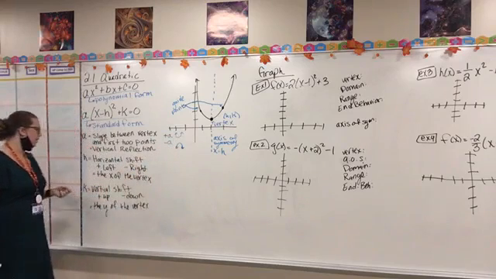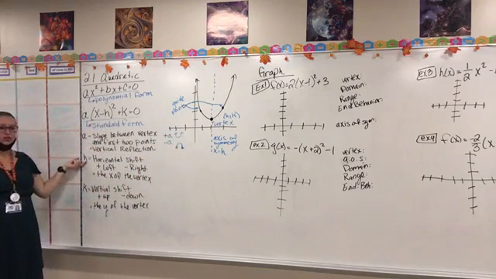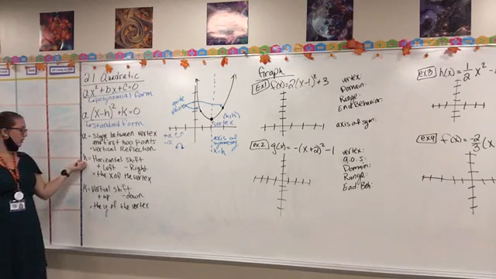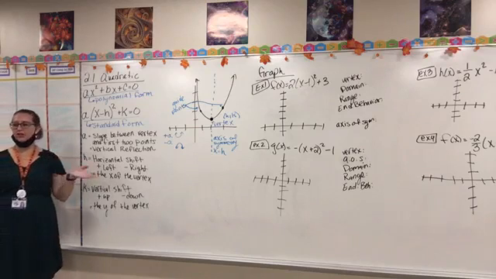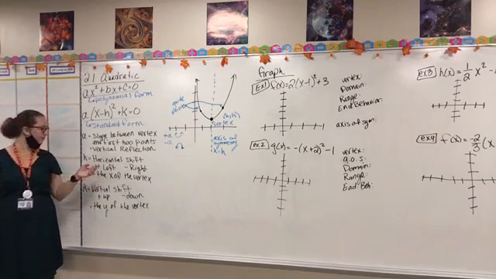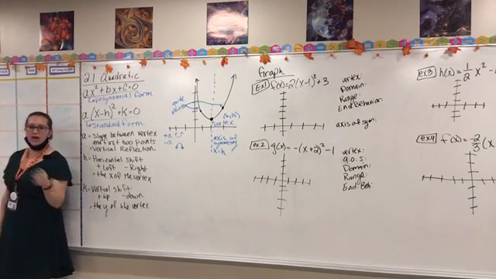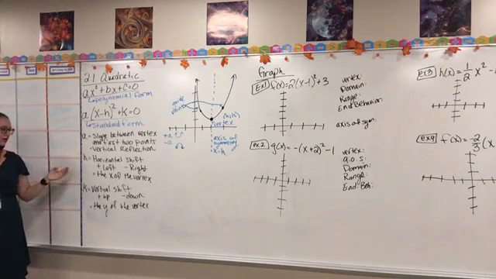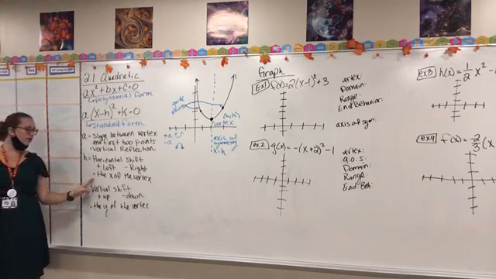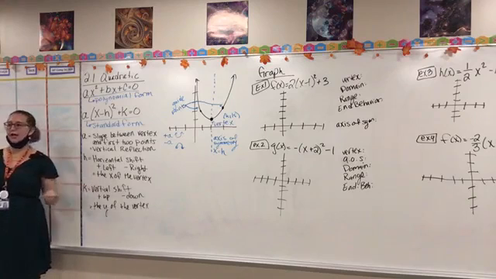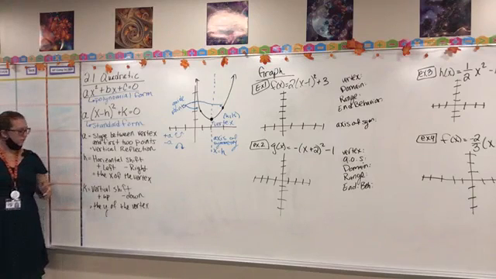H is your horizontal shift, where you go the opposite direction. You always go the opposite direction. Positive for left, negative for right. You always change the sign of H. And H is the X value of your vertex. Again, you change the sign for H.